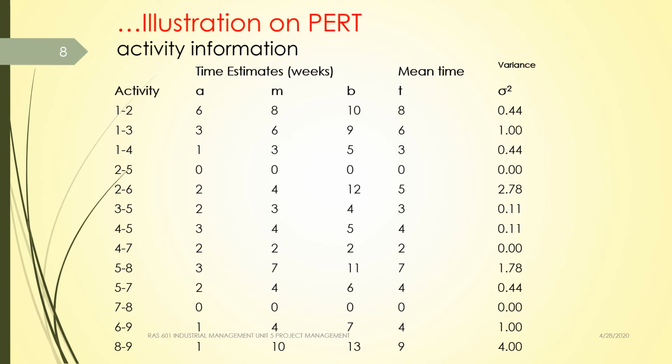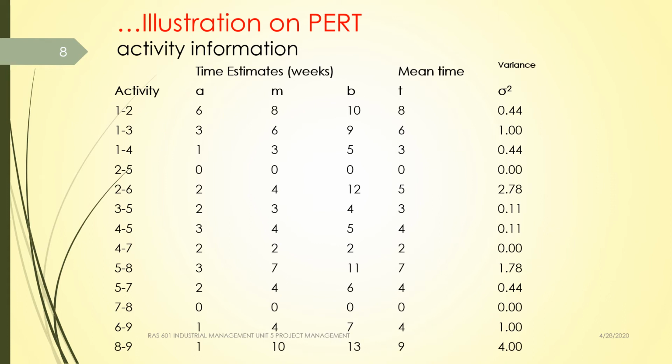For activity 1 to 2, the pessimistic time is taken as 10 weeks. If it is considered as the optimistic time, then the time taken for completion of the activity is 6 weeks, whereas the most likely time, which lies between the optimistic and pessimistic times, is 8 weeks. Similarly, you can see here that each and every activity is associated with optimistic, pessimistic as well as most likely time.